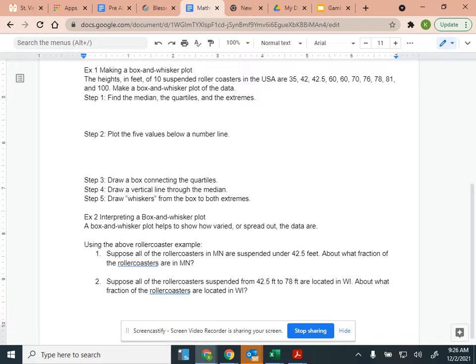So making a box and whisker plot. Let's say the heights in feet of 10 suspended roller coasters in the USA are 35, 42, 42 and a half, 60, 60, 70, 76, 78, 81, and 100. So we're going to make a box and whisker plot of this data. So the first thing I'm going to do is write all of these numbers in one line, so I can easily find the median. We know how to find the median. We have worked on that.